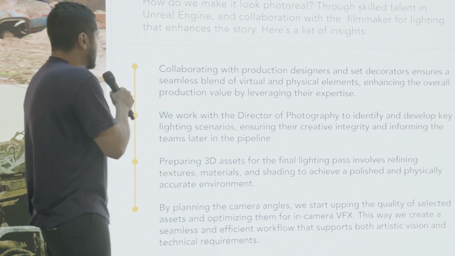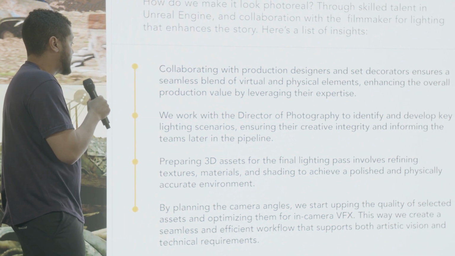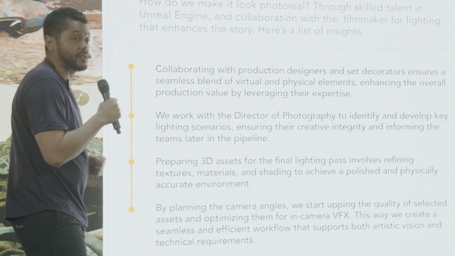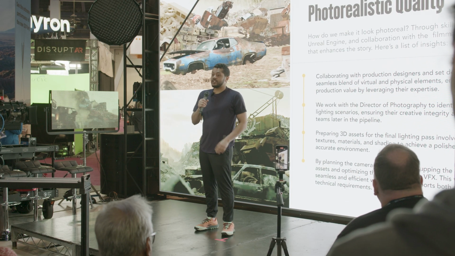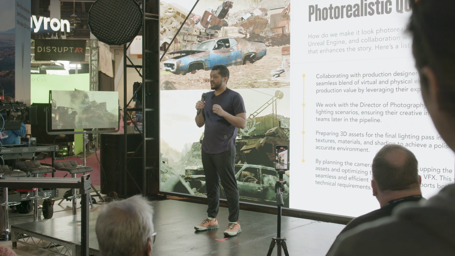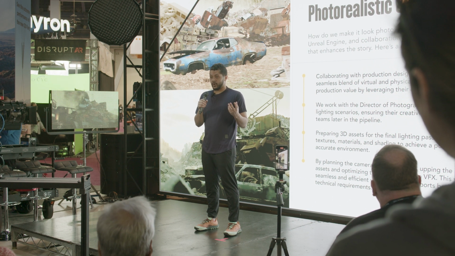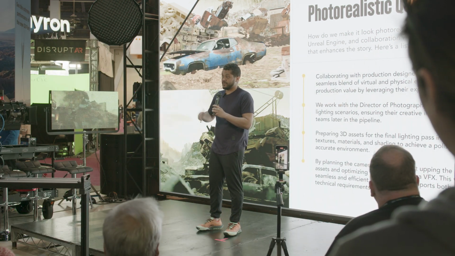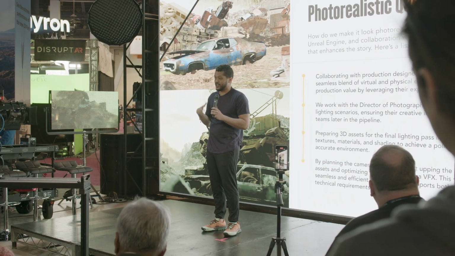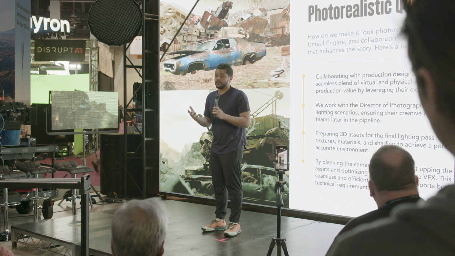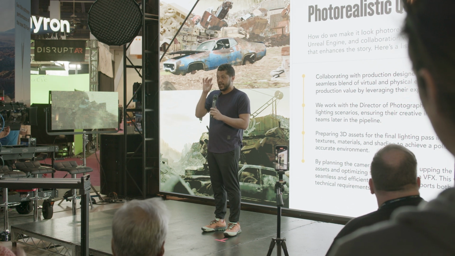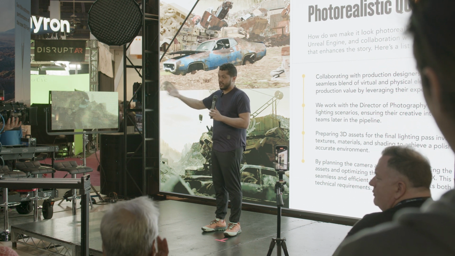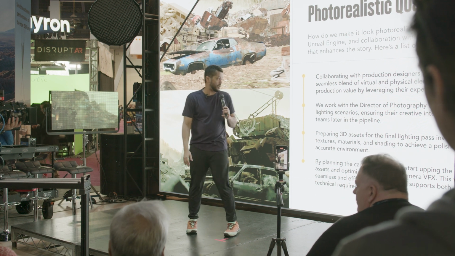The next one, we work with the director of photography to identify and develop key lighting scenarios, ensuring their creative integrity and informing the teams later in the pipeline. So the DP is very important, and this step of things is very important. With the director of photography, often you end up with like 50 versions of the world, right? Because they're going to experiment, and so what you want to do is work with them directly to bring it down to the few that you would create for the next stage. This is one way to reduce the amount of time that things take.